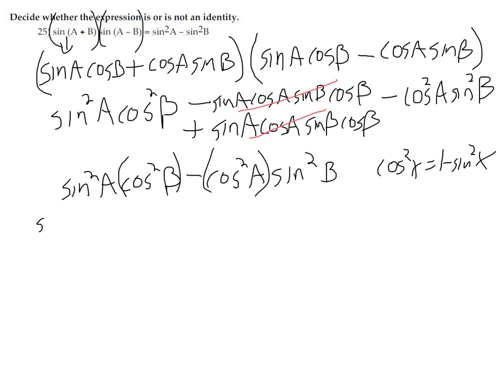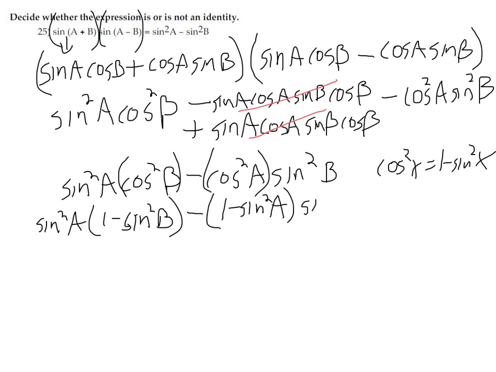So this will be sine squared A times (1 minus sine squared B). Since it was cosine squared of B, this is 1 minus sine squared of B. The next one will be (1 minus sine squared of A) times sine squared B. Again, originally it was cosine squared A, and so it's 1 minus sine squared A. Alright, now let's distribute here.